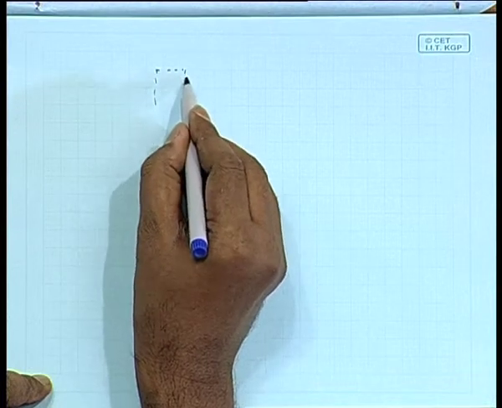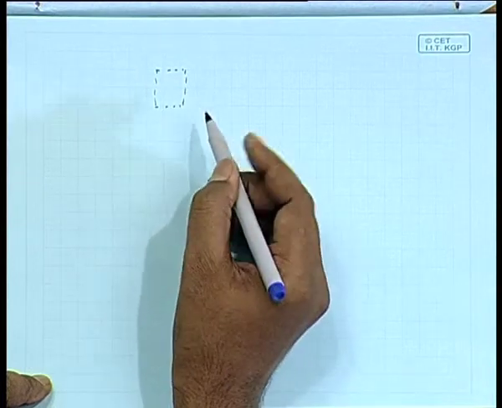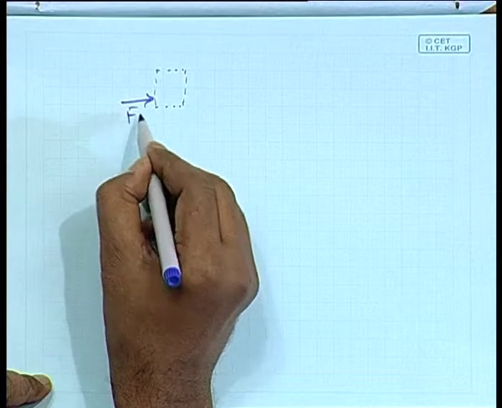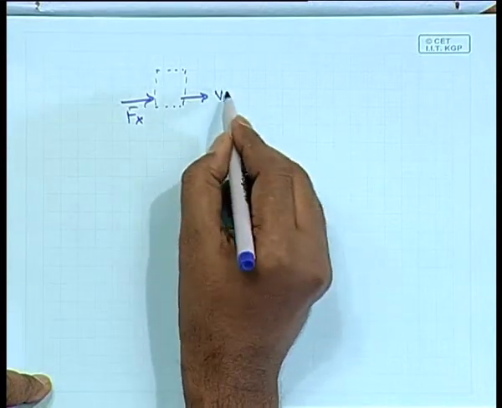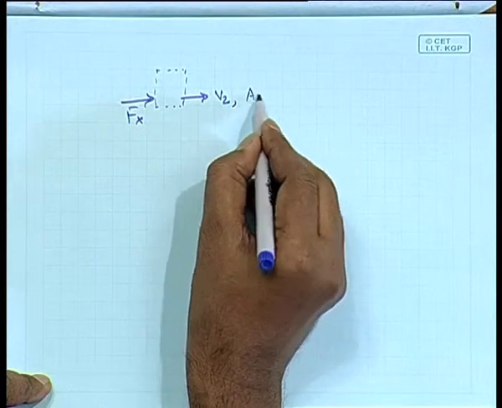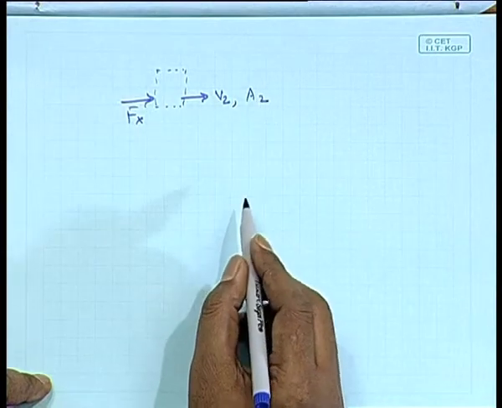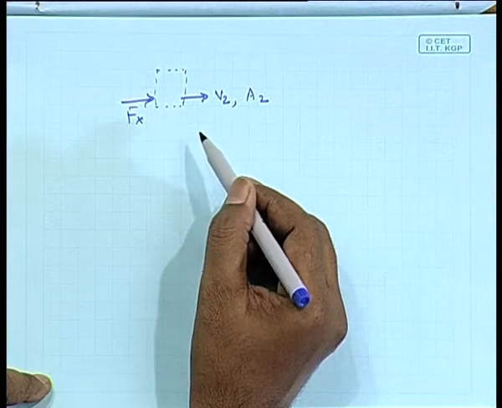Just across that volume of water you put the control volume, and there will be some kind of external force acting on it, and water is issuing out with a velocity v2 through the cross section a2. There is no other flow in this problem.